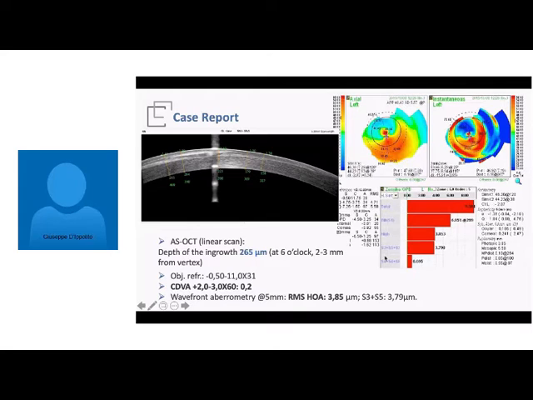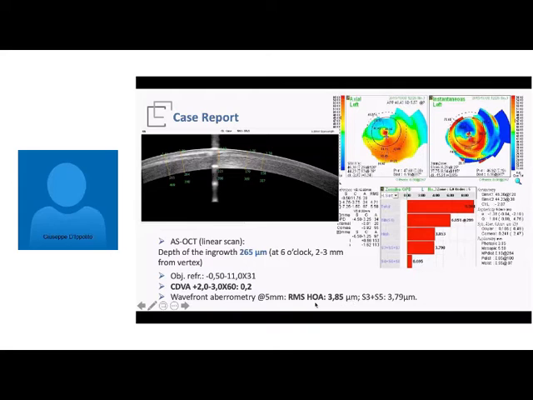Like here we look at the 11.75 abarometric astigmatism, and depth of the ingrowth was 265, or depth of the scars, at 6 o'clock, 2 to 3 millimeters from the vertex. This was the maximum part. Objective refraction, 11 diopters astigmatism, corrected visual acuity, 0.2.